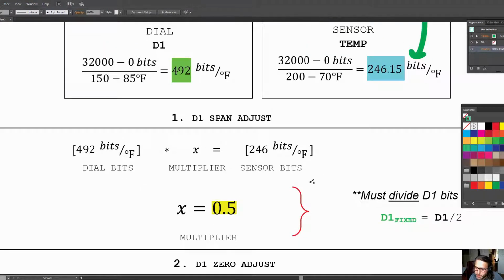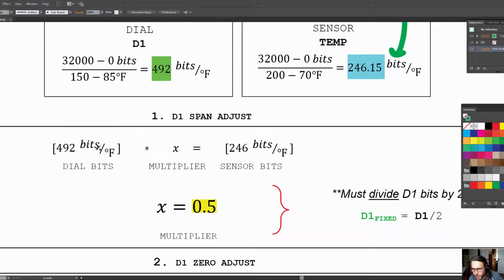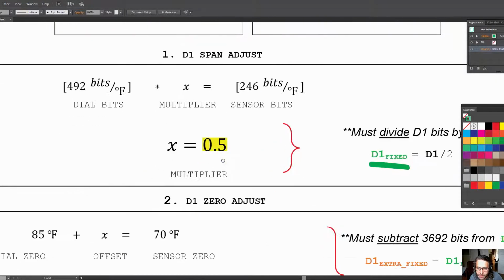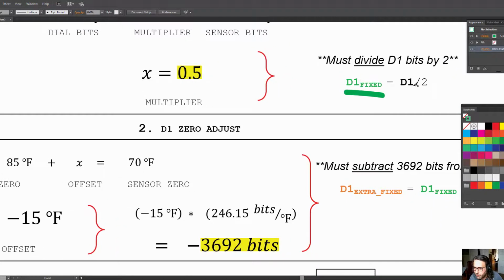The first step is the same as it was before, and I wrote out all the notes, but it's pretty easy to see. 492 times what multiplier is 246? Again, it's 1/2. So the first step is the same as the other variation, where we make a new D1 by taking the original D1 and dividing by 2. But now we've got this 0 adjust, and this is also quite straightforward.